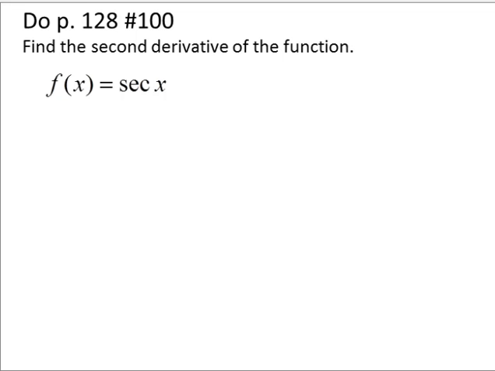In order to be able to take a second derivative, you first have to have the first derivative. So we will go ahead and find the first derivative of secant x. We were to memorize those trig derivatives the other day. So those derivatives, one of them is secant x, and the derivative of secant x is secant x tangent x.